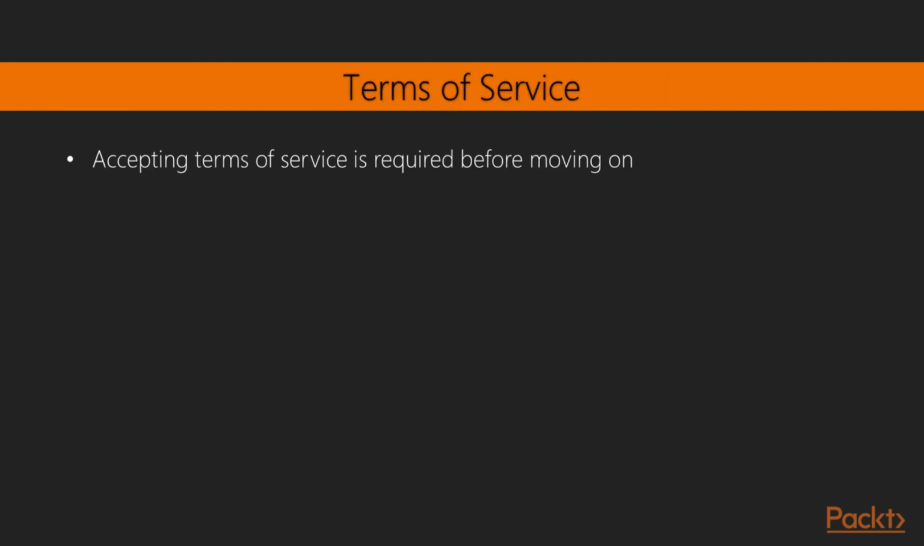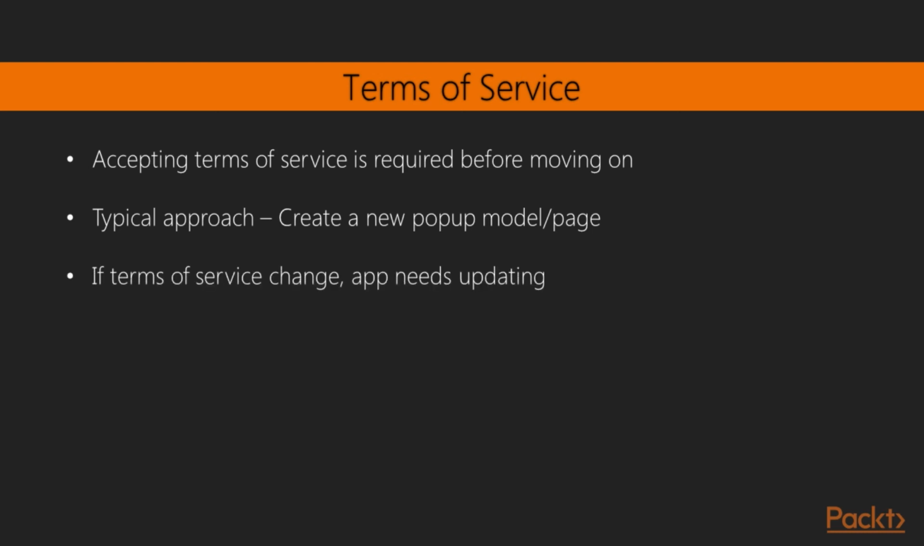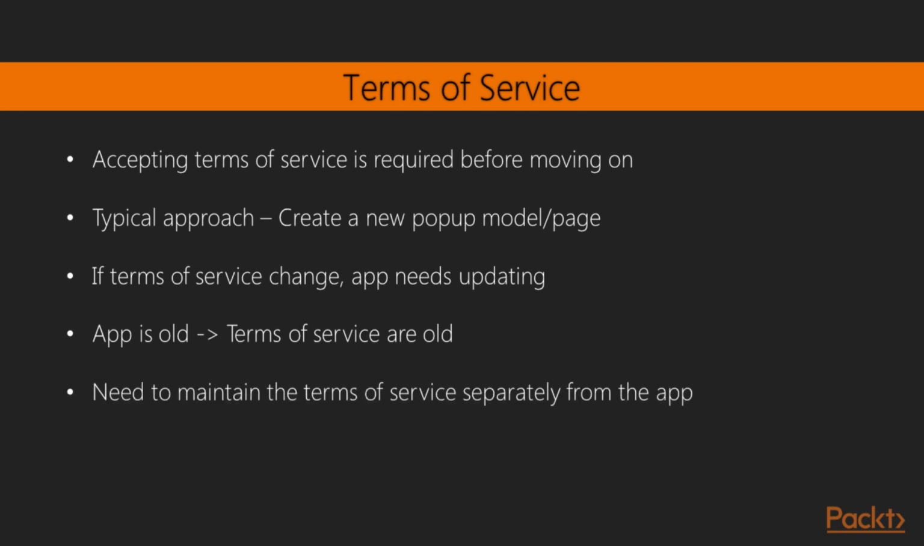In many apps, you sometimes require users to accept a term of service before they can move on to the next page. The typical approach is to create a pop-up modal or a new page showing the term of service. Once users finish reading, they can click on the Done or Back button. However, if the content of your term of service changes, you may need to ask users to update the app. In many cases, users don't update apps often, so the terms of service they accepted could be older than your current version. Therefore, there is a need to maintain term of service content separately from the app itself.